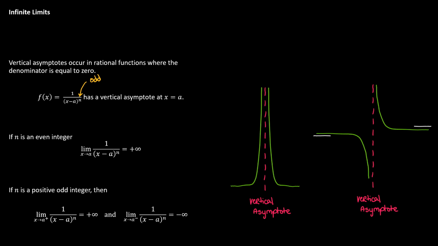In this case, as x is approaching that vertical asymptote, our function behavior is opposite on either side of the asymptote. From the left-hand side, the function goes down to negative infinity. But from the right-hand side, the function goes up to positive infinity. So if you're talking about a function that follows this format where we have an odd exponent in that denominator, then our left-hand limit goes to negative infinity and our right-hand limit goes to positive infinity.